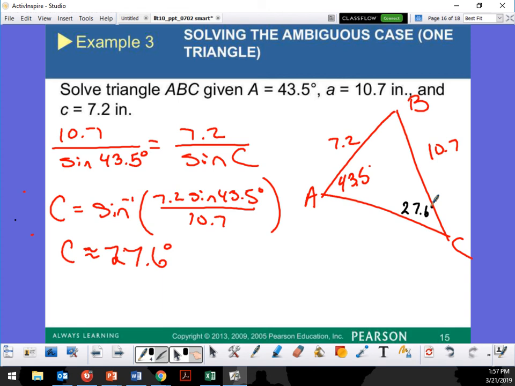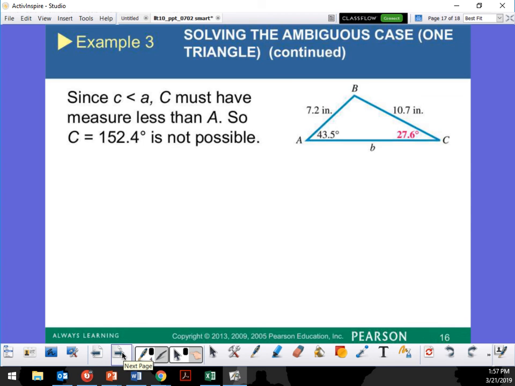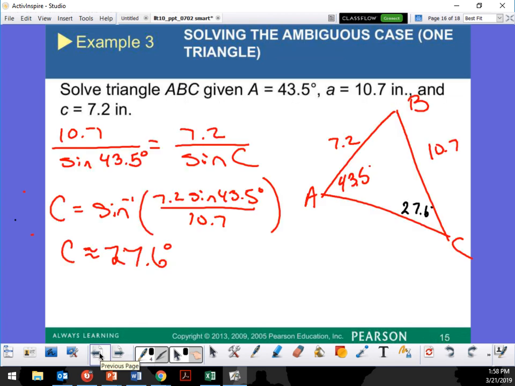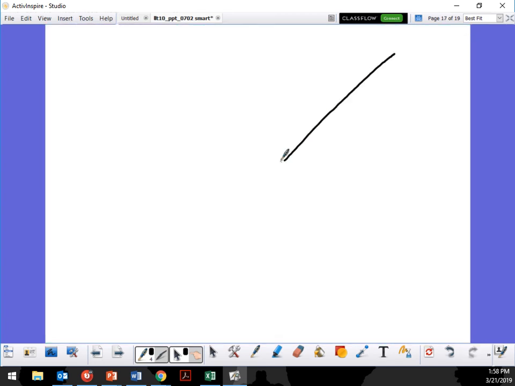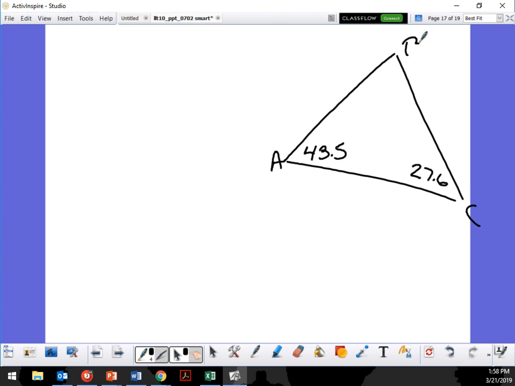Now, let's try the other one. Let's do another triangle. Okay. So, the other triangle, we said, what was this? 43.5. Angle C was 27.6. And this is A, C, B.